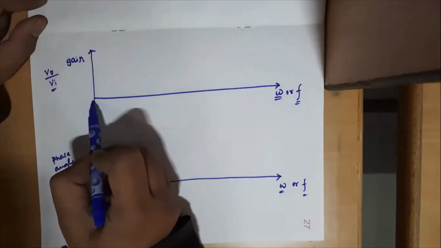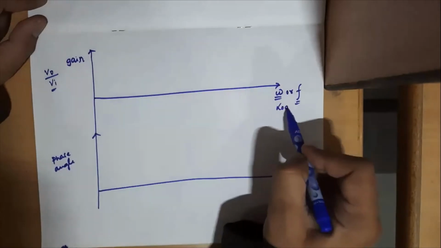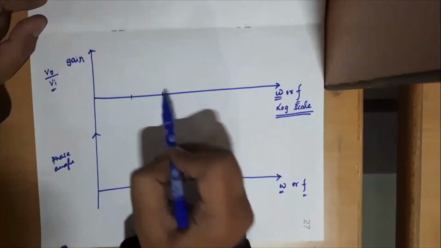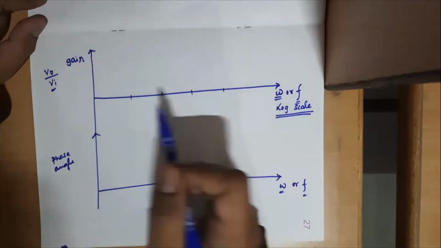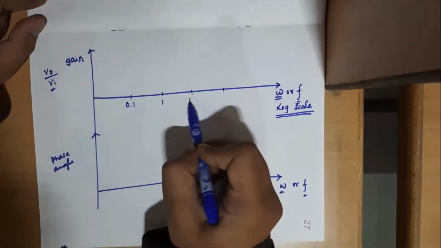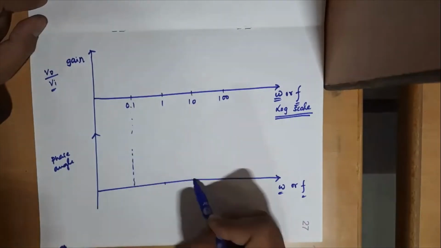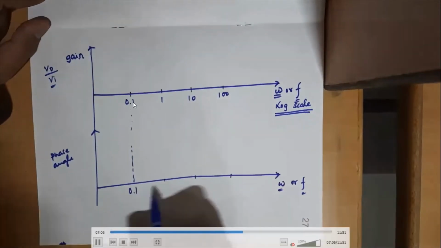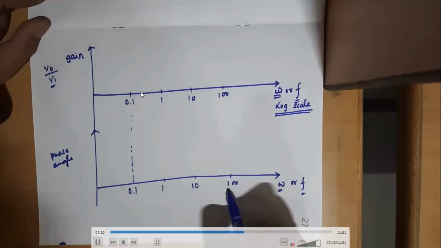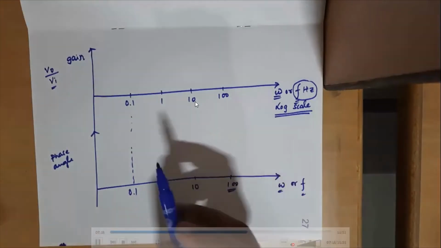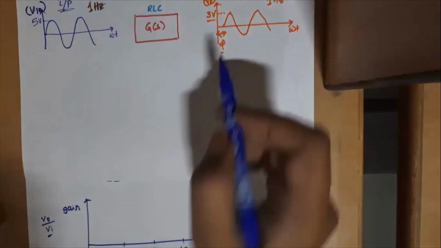So how are the x-axis values written? It is on a log scale. The x-axis values are written in a logarithmic scale. Logarithmic scale is something different from our conventional graph. So if you take 0.1 hertz here, then exactly after 10 points, you will have to take 1 hertz, then 10 hertz, then 100 hertz.